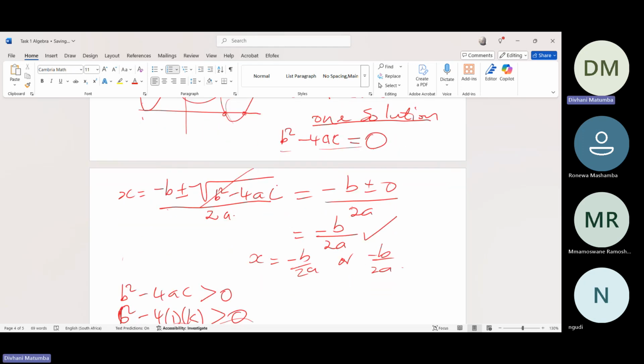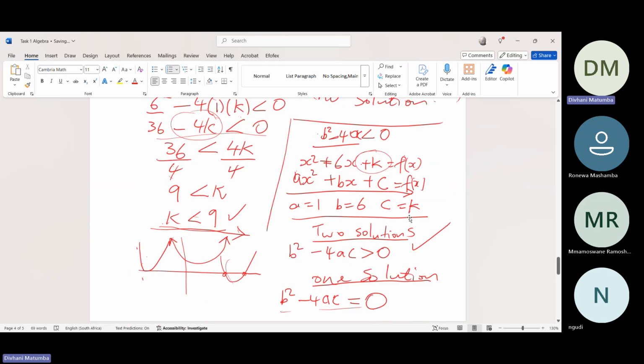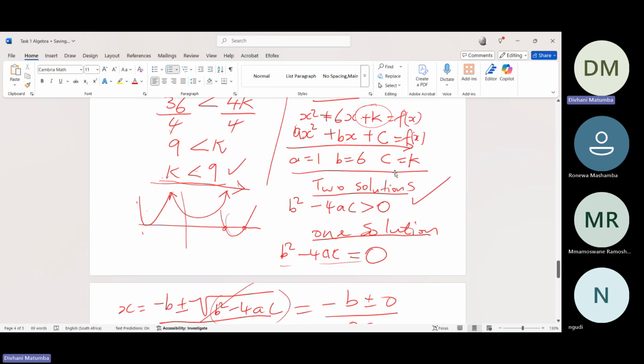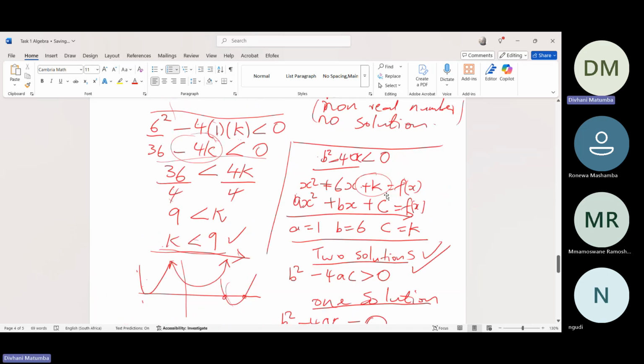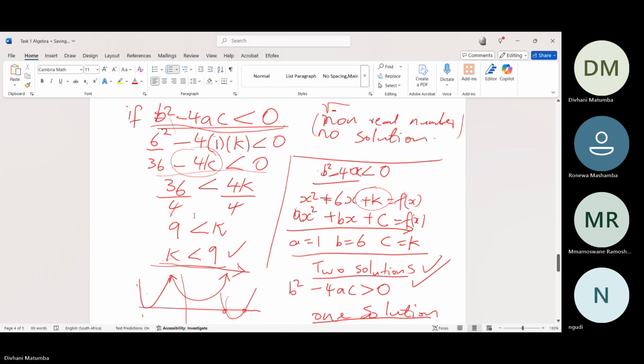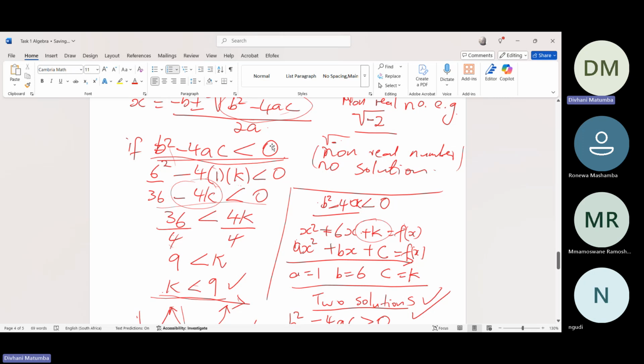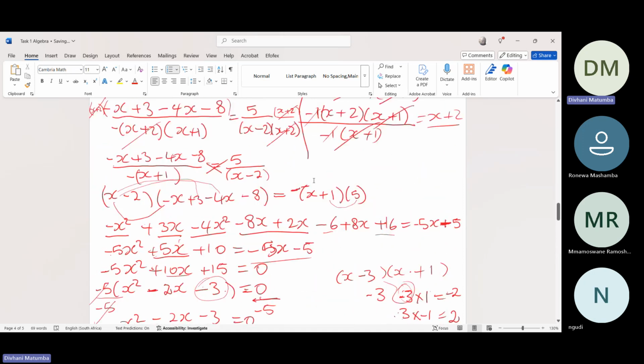The only thing that you have to do is to solve what is under the square root of your quadratic formula. And whatever I've written here, you just need to memorize it. Two solutions, b squared minus 4ac is greater than 0. For one solution, b squared minus 4ac equals 0. For no solutions, b squared minus 4ac is less than 0. And that's it. Let's go to the next question.